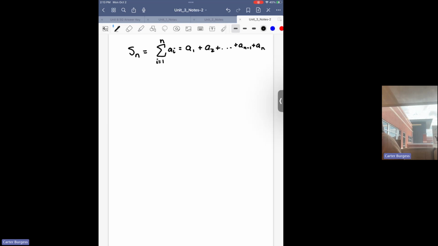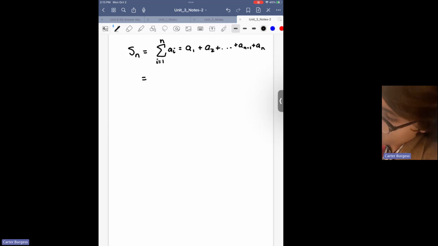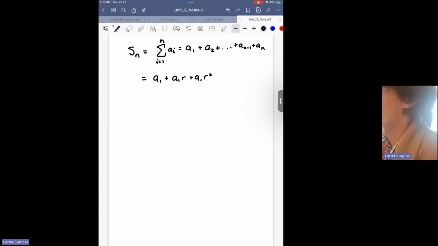A sub 1, what do I do to a sub 1 for a geometric sequence? Multiply it by whatever r is. So this sum is really the same as a sub 1 plus a sub 1 times r, and then plus a sub 1 times r squared. Okay, and then we could go all the way to the other end. A sub n minus 1 is going to be a sub 1 times r to the n minus 2. And then a sub n would be a sub 1 times r to the n minus 1.